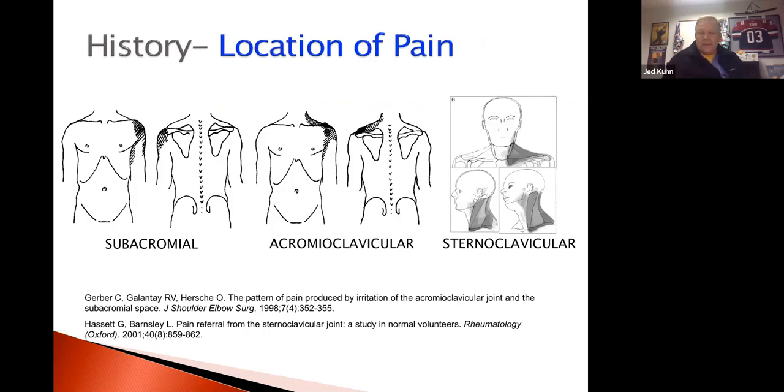These are papers that I really love. We can't do this in the United States. These were done in Germany. But Christian Gerber took hypertonic saline and he injected it in different parts of the shoulder and asked his medical students where their pain was. And if somebody has hypertonic saline in the subacromial space, they have pain along the deltoid, the lateral arm, sometimes under the arm. If it's in the AC joint, it tends to go up the trapezius, and if it's in the sternoclavicular joint, it tends to go up the sternocleidomastoid muscle. And so this can sometimes be helpful as well.